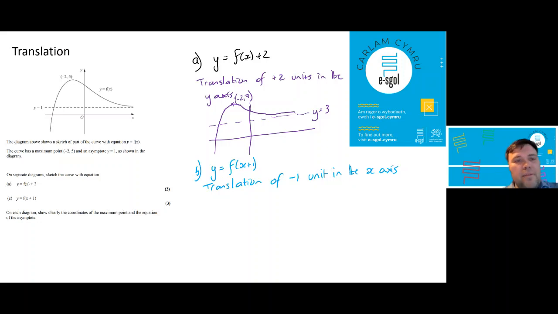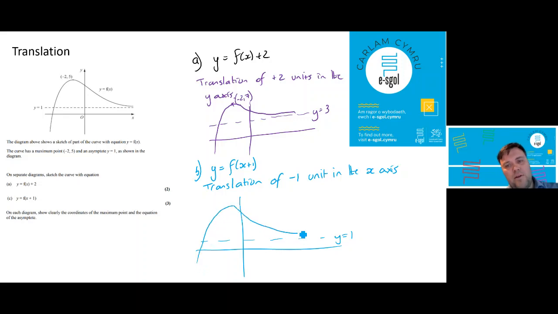So let's have a look. The actual asymptote hasn't changed, so you can put that in. So it's going to be y equals 1, and we always use a dotted line. The graph has to have shifted. Again, we don't know where it was on the x-axis, so we just need to put it along. The point now, instead of it being minus 2, 5, is going to be minus 3, 5. So you just need to shift it along to the left. So it would come up, go down, and go there.